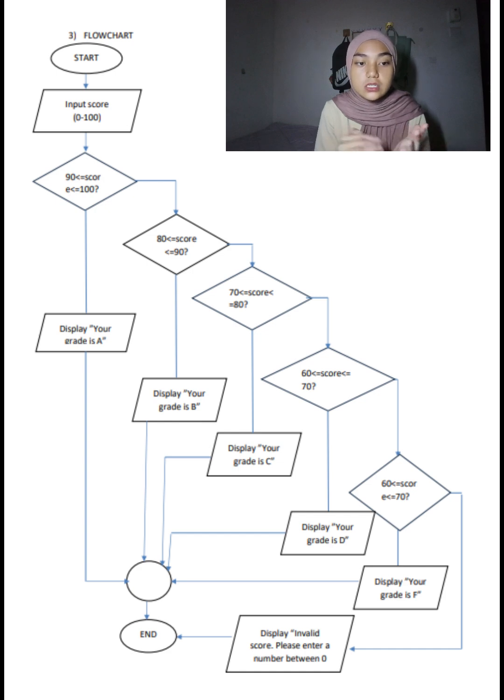Check score range 0 to 60. If the score is below 60, the grade is F and the process ends. Invalid score: if the inputted score is not within the range 0 to 100, the flowchart displays an error message instructing the user to enter a valid score. So we put also the flowchart concludes with the end node.